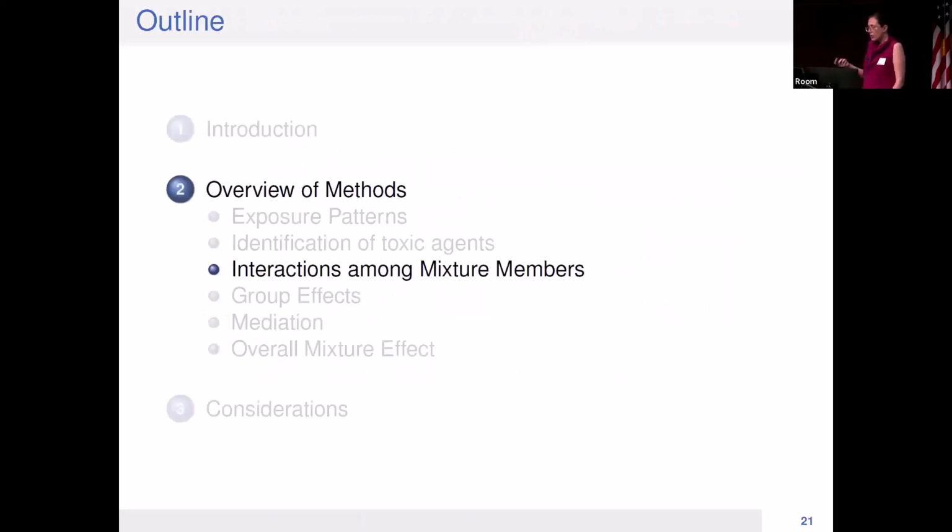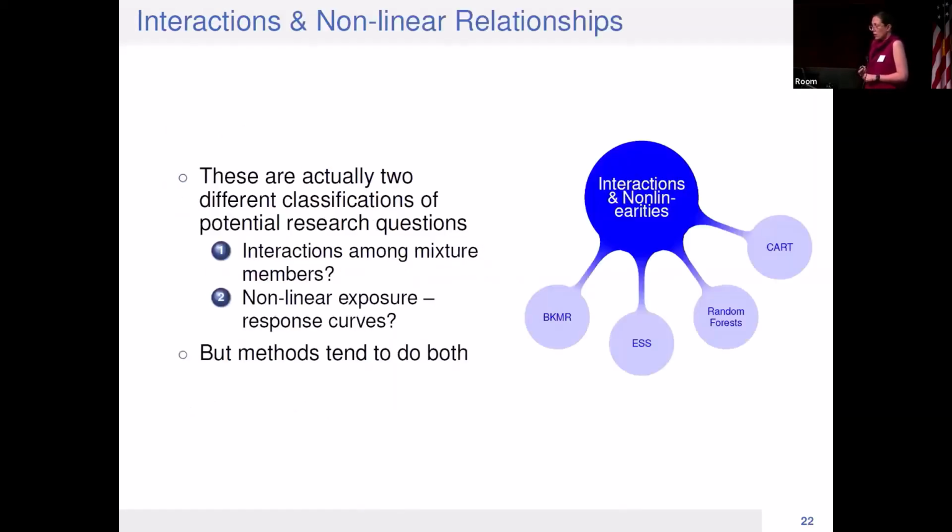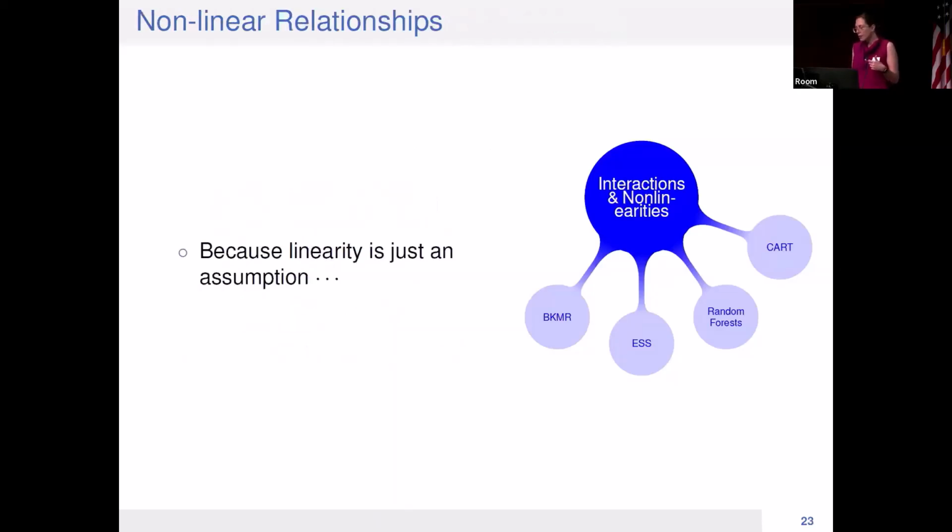Moving on, interaction among mixture members is another of the bubbles. These are actually two different classifications, interactions and nonlinear exposure response curves. Most of these methods tend to do both. However, nonlinear relationships is not a research question. That's an assumption that most models make. And as an assumption, we need to test it, but it's not a research question.